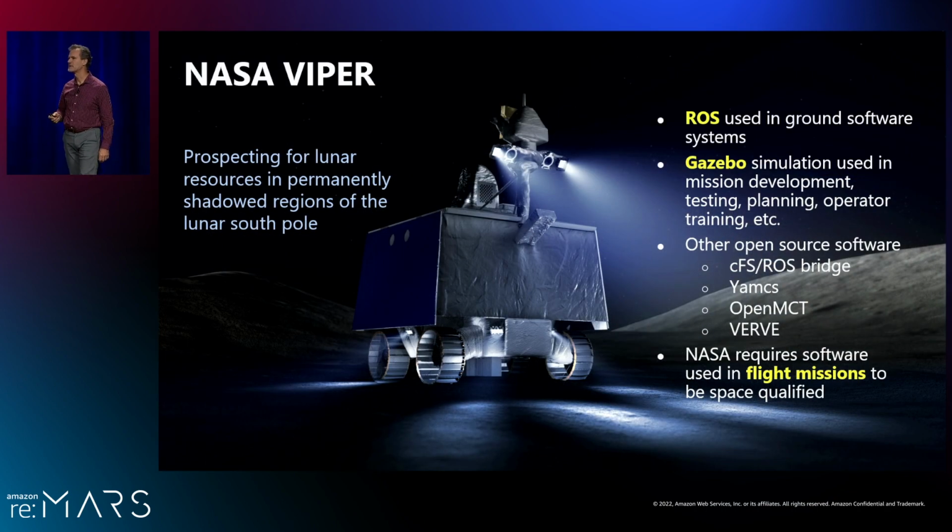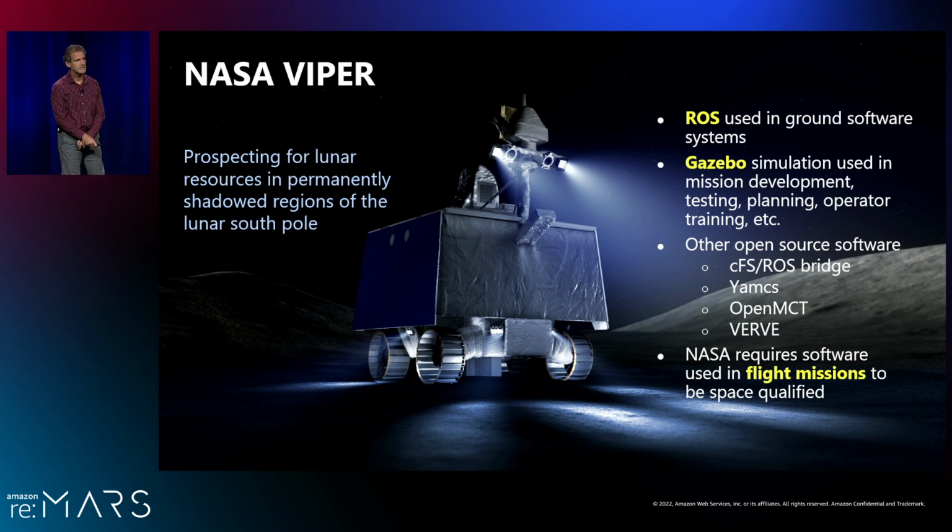So we're excited about that, ROS already being in space. And there are other projects that are in the works. There's NASA's Viper mission, and it will make pretty extensive use of ROS as well. So Viper is a mission to the moon, and it will go to the lunar south pole of the moon, prospecting for resources, in particular for water.